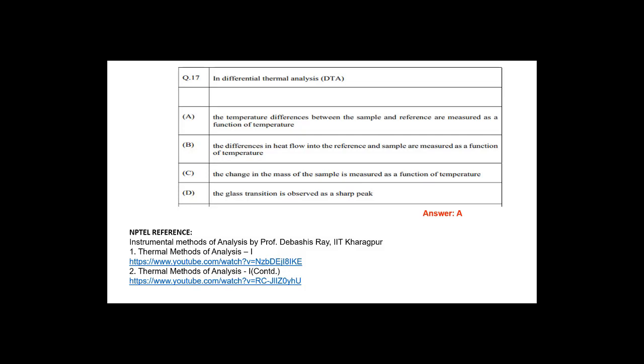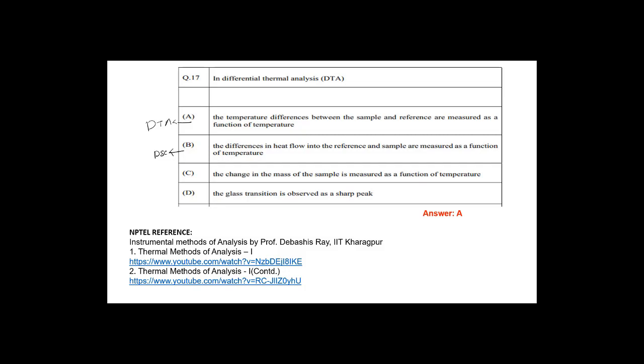In differential thermal analysis, which of these are correct? First option is the temperature difference between sample and reference are measured as a function of temperature. So, this corresponds to DTA. And second one is difference in heat flow into the reference and sample are measured as function of temperature. So, this will be corresponding to DSC.